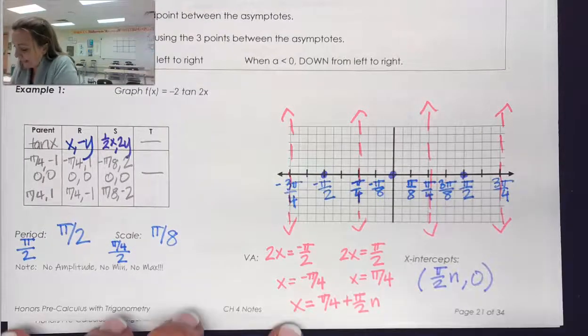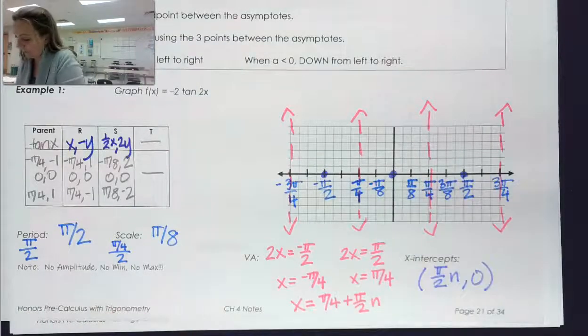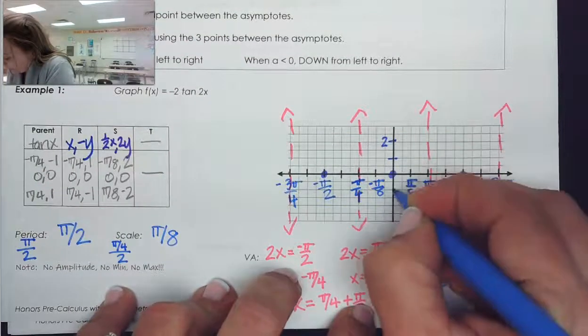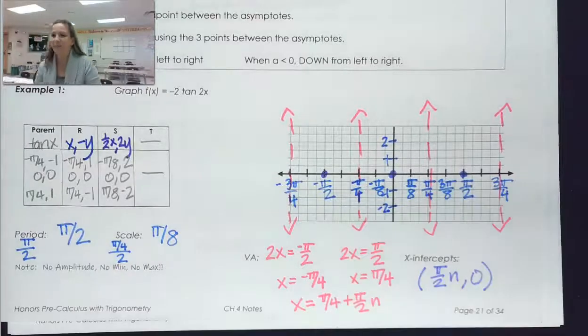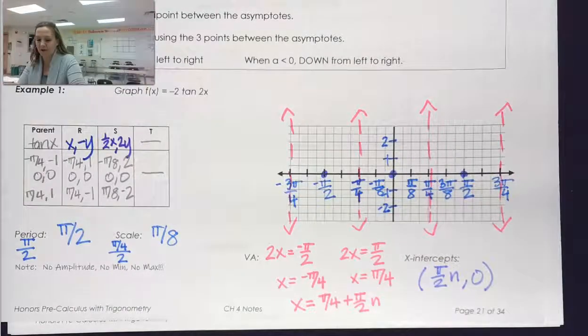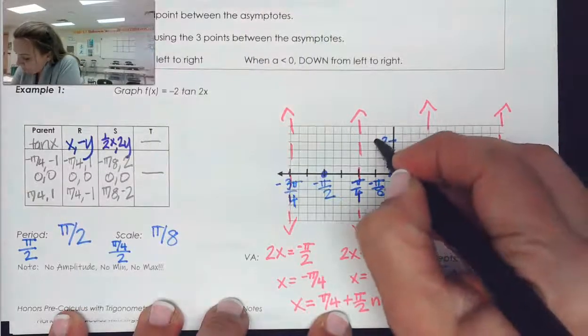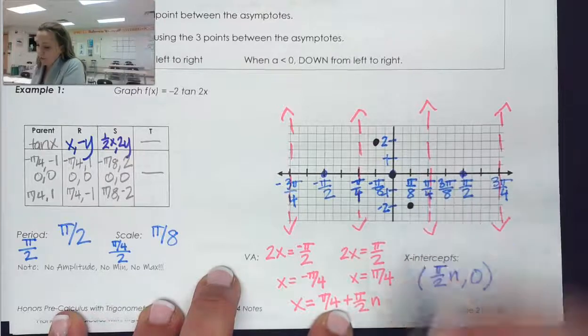So we have negative pi eighths, 2. Oh, I need a scale over here too. I just like to wait until I know the values that I'm plotting before I do that. So I'll go negative pi eighths, 2; 0, 0; and then pi eighths, negative 2.